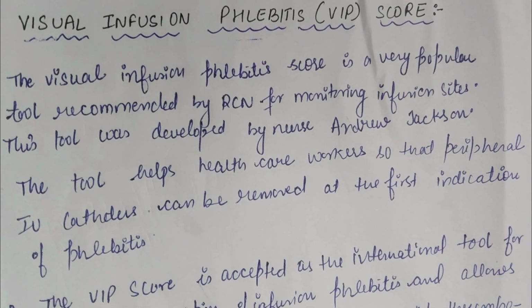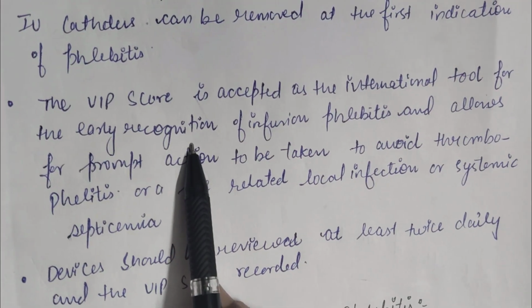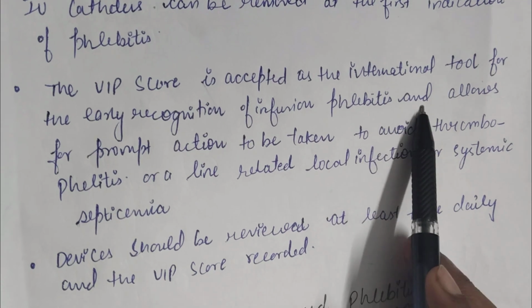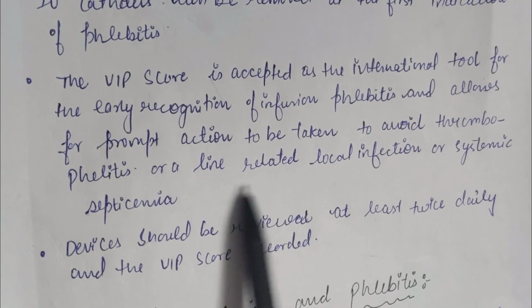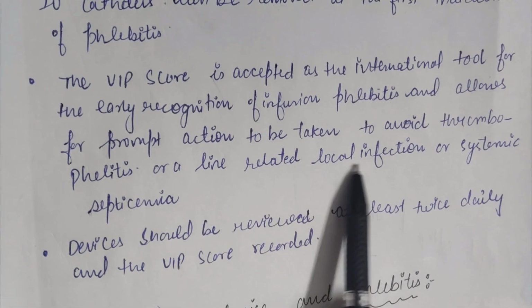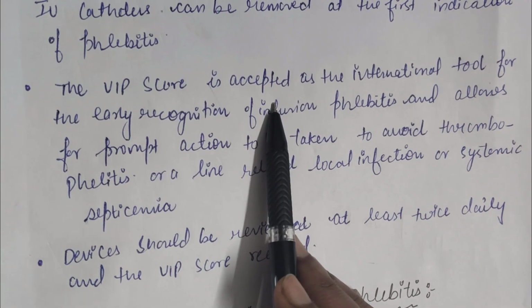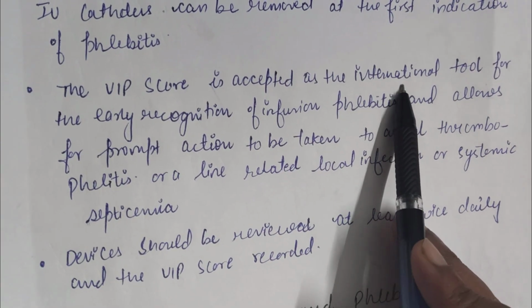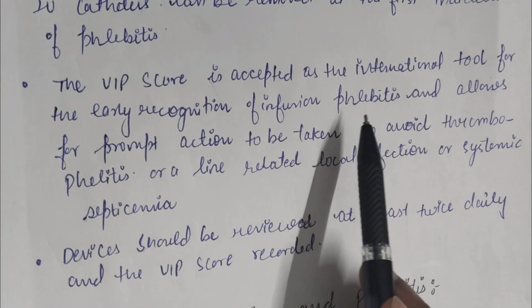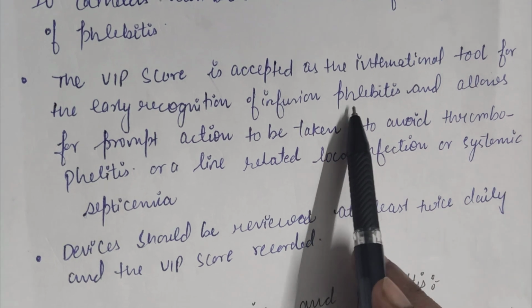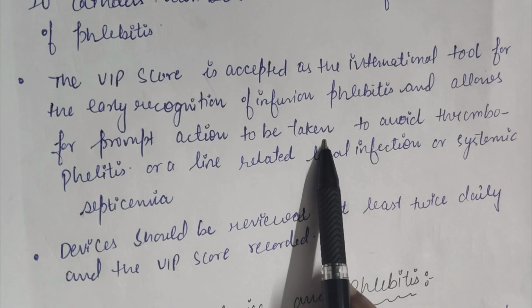The VIP score is accepted as the international tool for the early recognition of infusion phlebitis and allows prompt action to be taken to avoid thrombophlebitis, a line related local infection, or systemic septicemia. So with the help of this tool, we can detect infusion site problems or phlebitis early, so that we can take action to avoid thrombophlebitis or any septicemia.